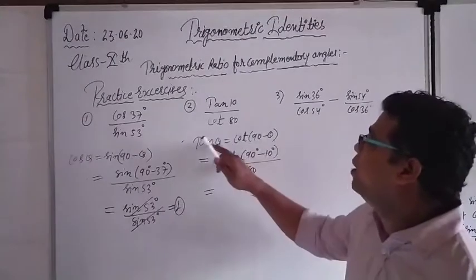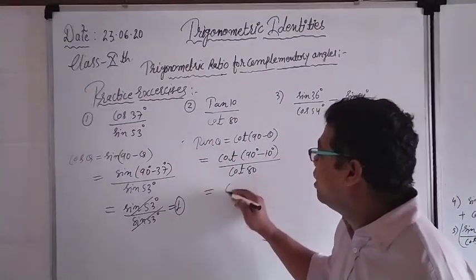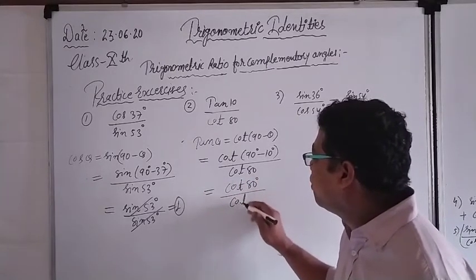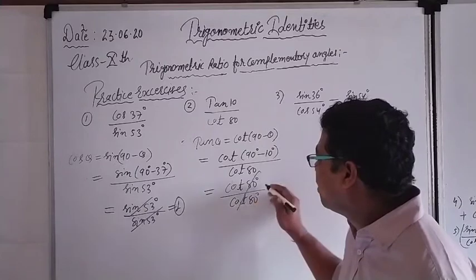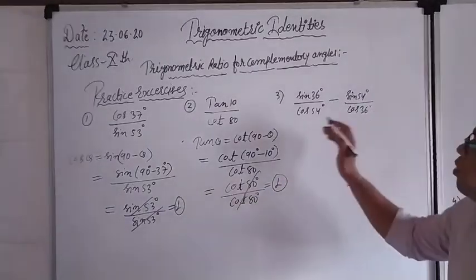No problem, tan theta is equal to cot(90 minus theta). So cot(90 minus 10) upon cot 80, and you can see this is converted into cot 80 upon cot 80. Both are same to same, cancel, and the answer is coming 1. Right now, concentrate on the third question.